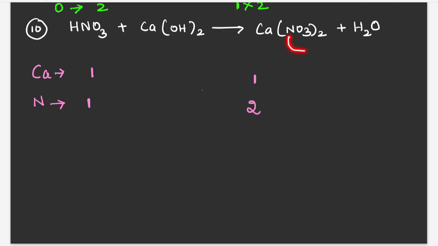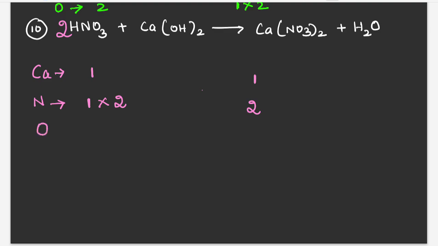Correct? See, nitrogen you have to multiply this number. So now it is not balanced. Therefore I will multiply with 2. So now here I am going to write 2. So after writing this, check now how many nitrogen are there. 2 nitrogen and 2 nitrogen. So it is balanced. Next we are going for oxygen.